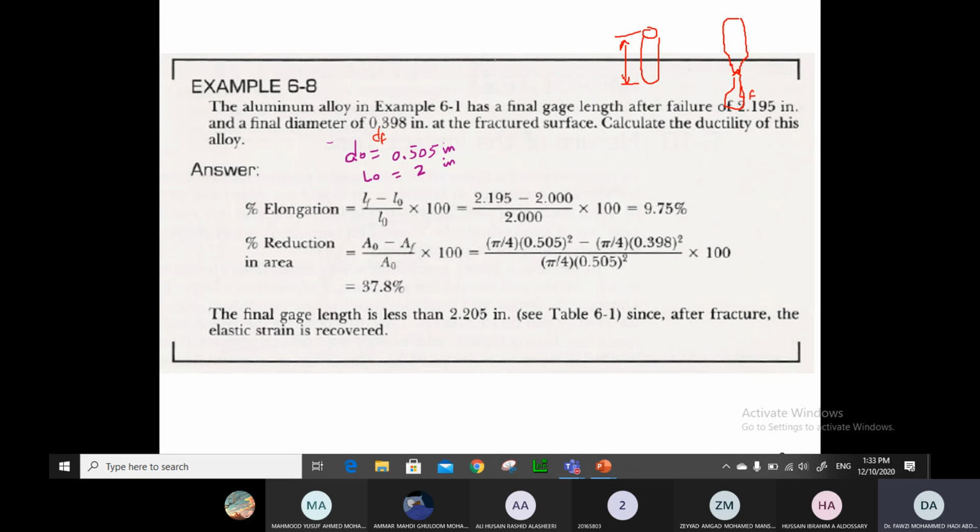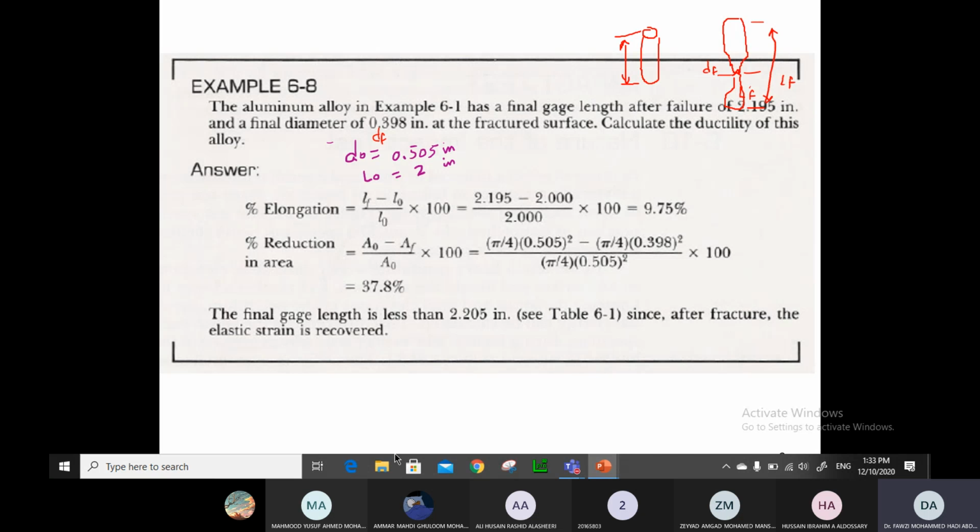Maybe we'll use a pen for this. Once this happened, we put it together and take the final length there, from here to there. That's the final length, and that's the L final. And we take the smallest dimension there to be the final diameter. So this is what we have done. It says now calculate the ductility of this alloy. How can we calculate the ductility?